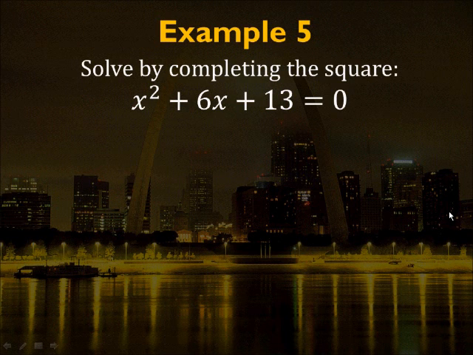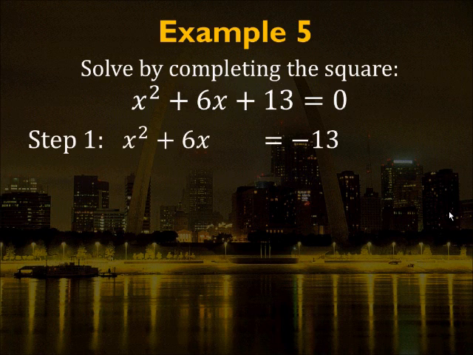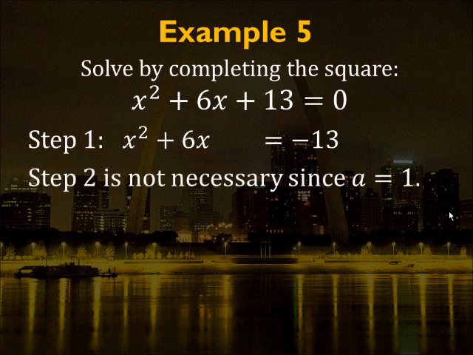Example 5, solve by completing the square. So let's go ahead and walk through the 5 steps. The first step is to move all the constants to the right side. So we subtract 13 from both sides, and this is what you end up with. Now, you don't have to worry about step 2 because a, the coefficient of x squared, is 1. So you can move straight on to step 3.